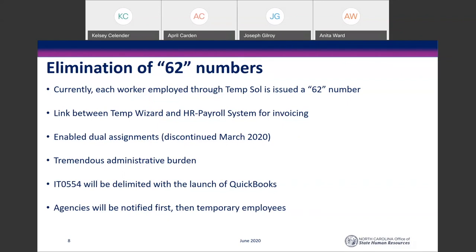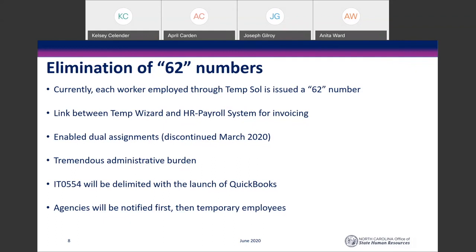And this is when a temporary employee had a primary position with one agency or one program, and they worked at another one as well. So they may have had 20 hours working for DHHS, say, and 20 hours working for agriculture, we would have considered that a dual assignment. With our transition to QuickBooks, which you're going to hear about in just a little bit, we're going to be delimiting the IT 554.